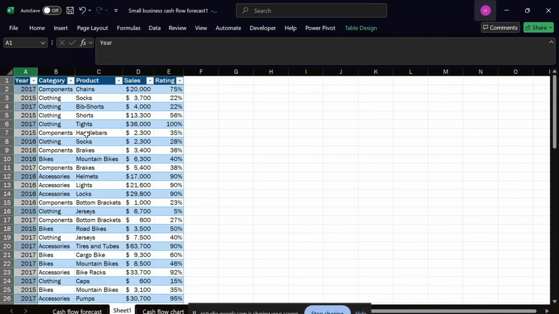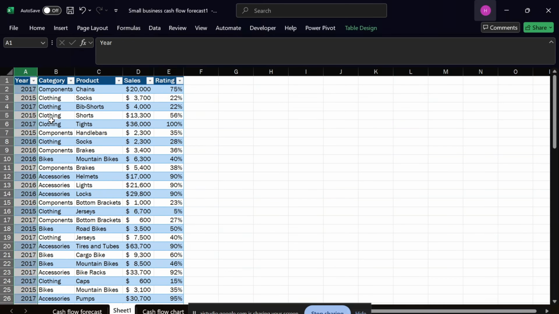Okay, so I have this data. Can you see it? Yes, I can see the data in the spreadsheet. It looks like you have sales data for different products organized by year and category. Is there something specific you would like to discuss about it?